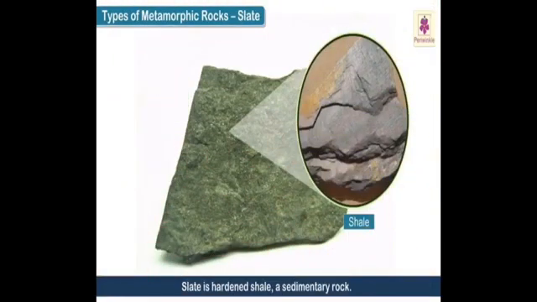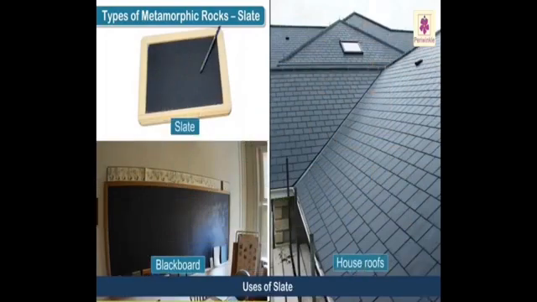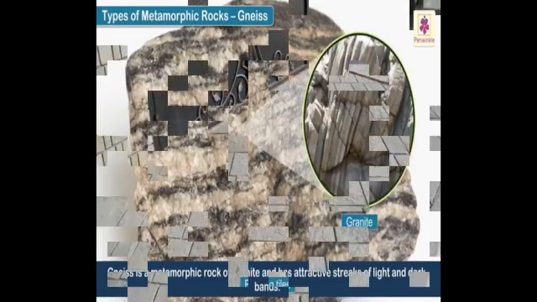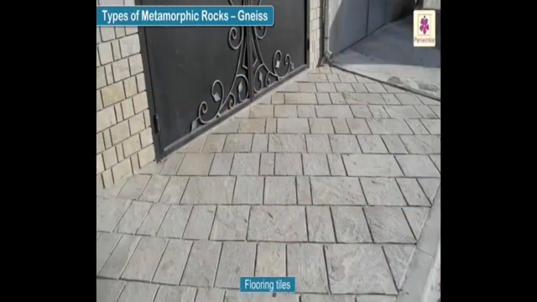Slate. Slate is hardened shale, a sedimentary rock. Slate is used in making blackboards, slates, and the roofs of houses. Gneiss. Gneiss is a metamorphic rock of granite and has attractive streaks of light and dark bands. Gneiss is used sometimes as flooring tiles.